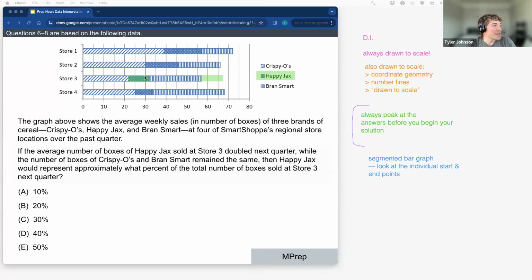And now I'm just asking, okay, those 2 green chunks out of the total amount of cereal sold by store 3, how much is that? It's definitely not as high as 50%, nor is it as low as 10%.